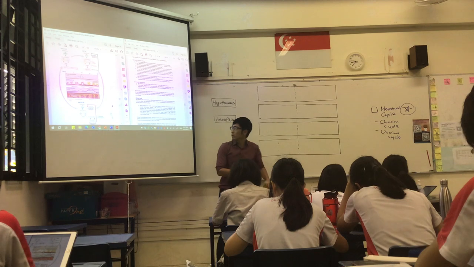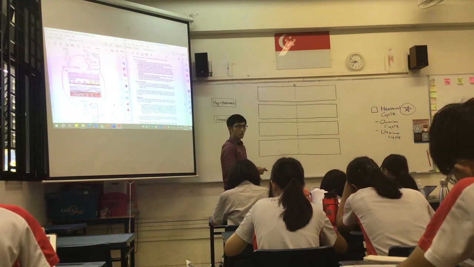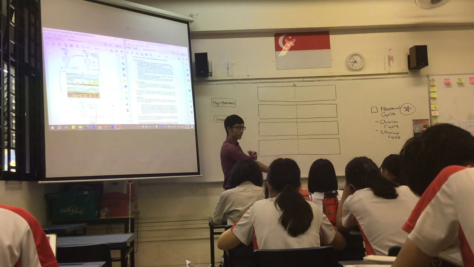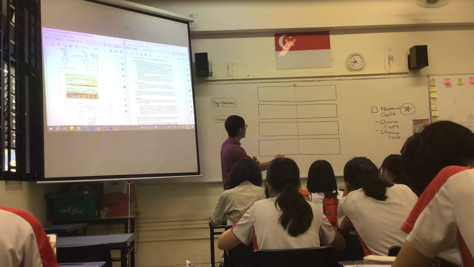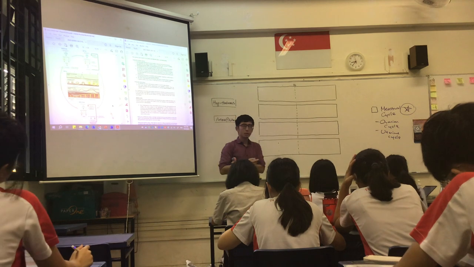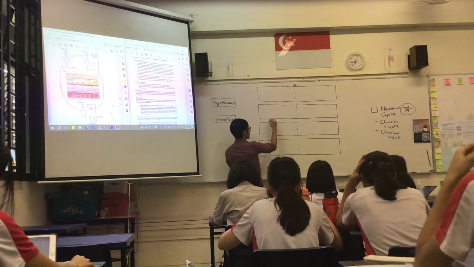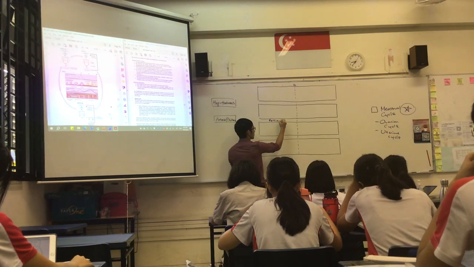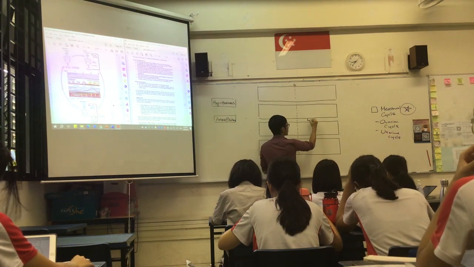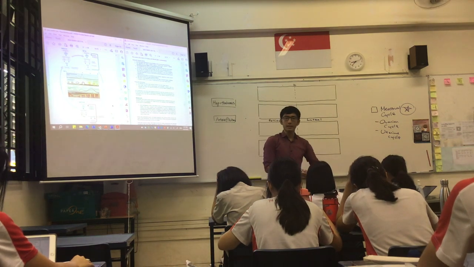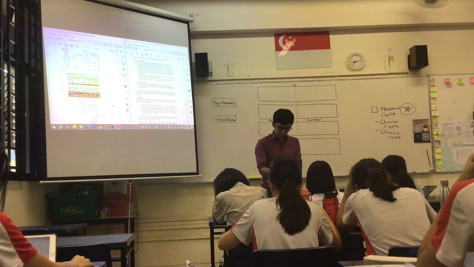Some of you say two. And what are the phases of these? What are the two phases of the ovarian cycle? Okay, follicular and luteal. So those are the two phases. Please take note of these two phases. The name of these phases makes sense later on as we go through it.